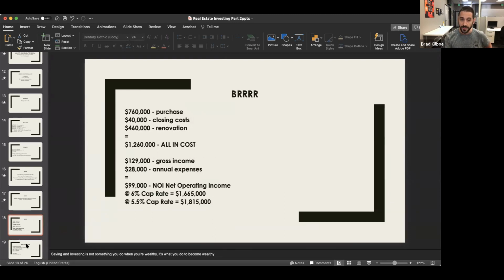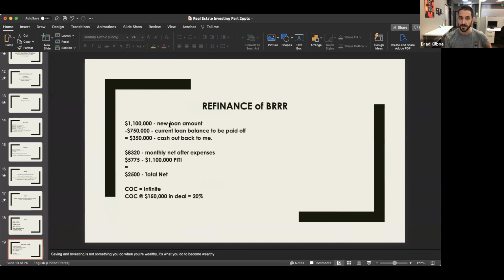Now, when I went to go refinance, the bank is going to lend me off of this number, right? They take the NOI. That's how they determine the value. The bank that I got was a little bit more conservative, so they only lent me 1.1. At the time, 750 was my current loan balance. So I ended up getting $350,000 back. And then my monthly net after expenses was like $8,300 minus whatever my PITI is, which is my carrying costs on this. So basically I'm positively cash flowing $2,500 a month, but I have to keep 150 grand in the deal, if that makes sense, right?